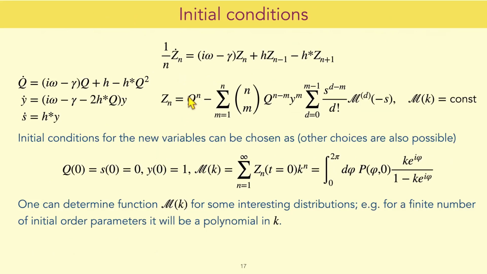So you put any initial distribution of the phases, and you need to specify initial conditions for the system. We gave a recipe for how to do this. So our suggestion was to put these variables in this way. And this constant function is nothing else than a characteristic function of the system of moments at time zero. So it is some transformation of the initial distribution of the phases. And for example, for some interesting distribution, if you have a finite number of these moments, you will have a polynomial. And so this is how the problem is solved.